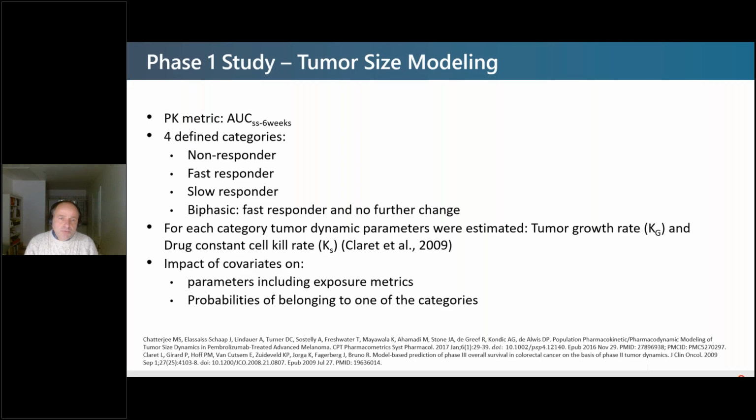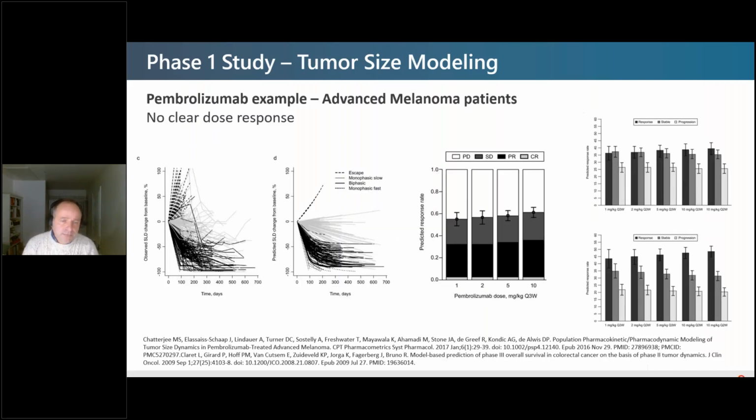And the interest of such a model is to see how the drug can impact both of these constants. What the authors did is that they looked at the impact of AUC steady state at 6 weeks on the different metrics. They were looking as well at the probabilities of belonging to one of the categories. The results are shown in the next slides that we can see here.